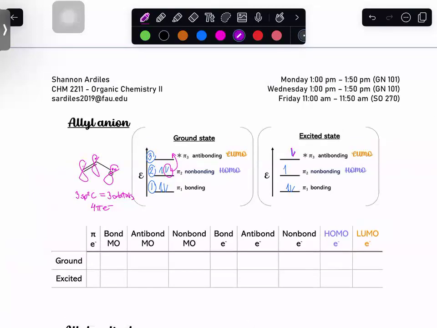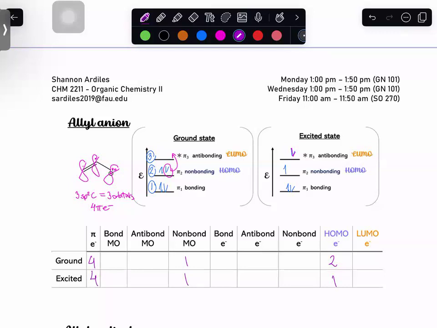So again, if we filled out the chart, this part should be pretty simple. So how many HOMO electrons are you going to see in the excited state? What about the ground state? How many non-bonding orbitals do you see? 1, and that applies for both ground and excited state. What's the total number of pi electrons? 4.